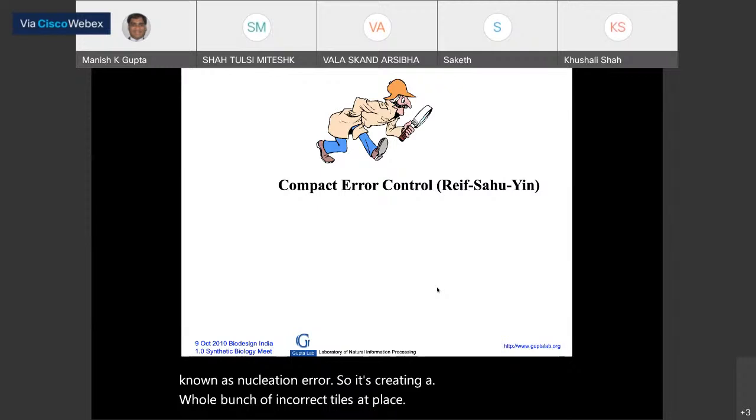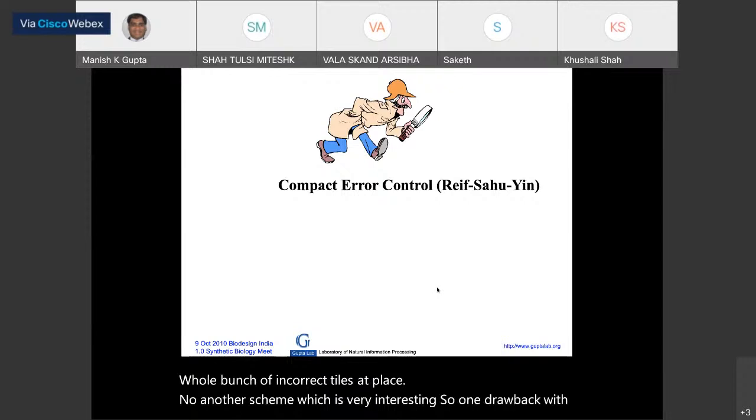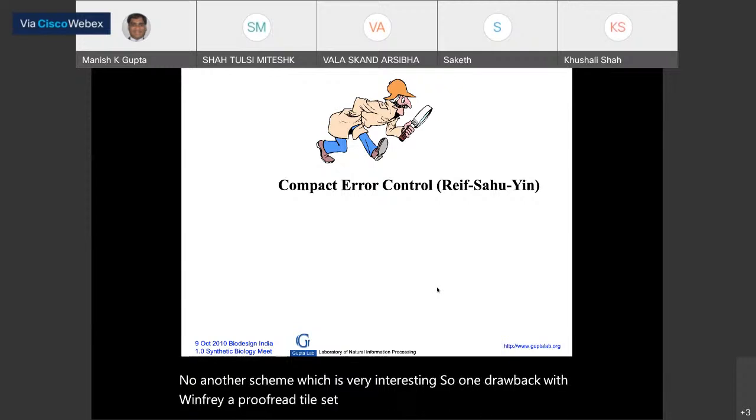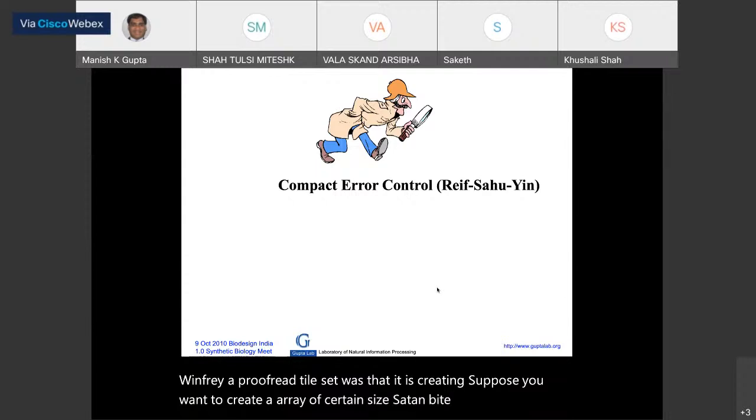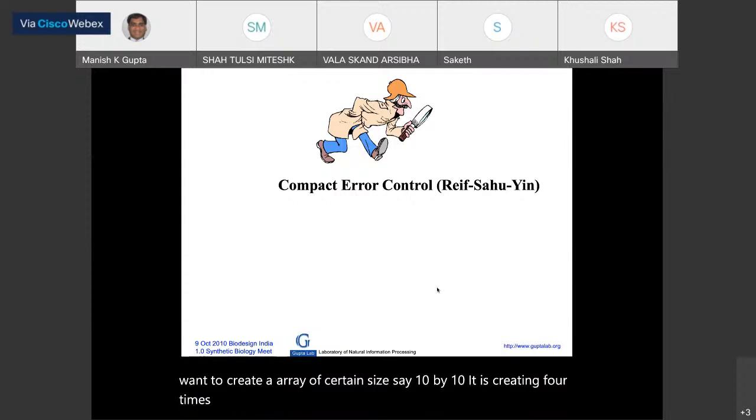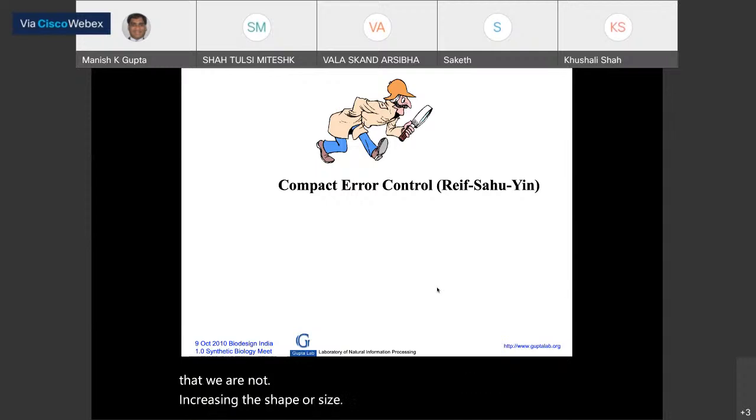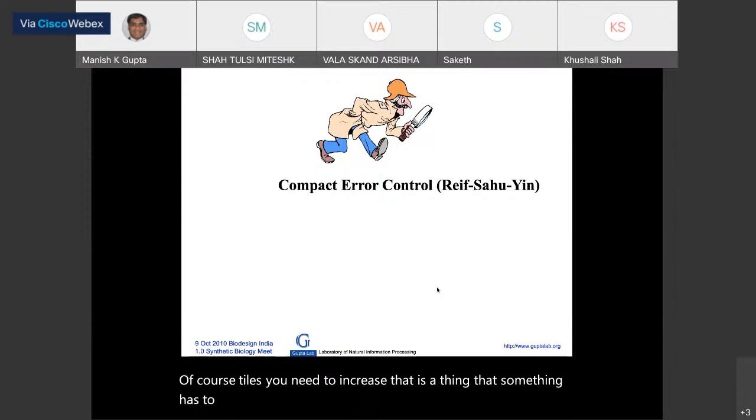Now, another scheme which is very interesting. One drawback with Winfree's proofread tile set was that, suppose you want to create an array of a certain size, say 10 by 10, it is creating 4 times more, right? So a bigger shape is created. We don't want that somehow. We want to control the errors in an efficient manner so that we are not increasing the shape or size. Of course, tiles you need to increase. That is something that has to be there, a trade-off.